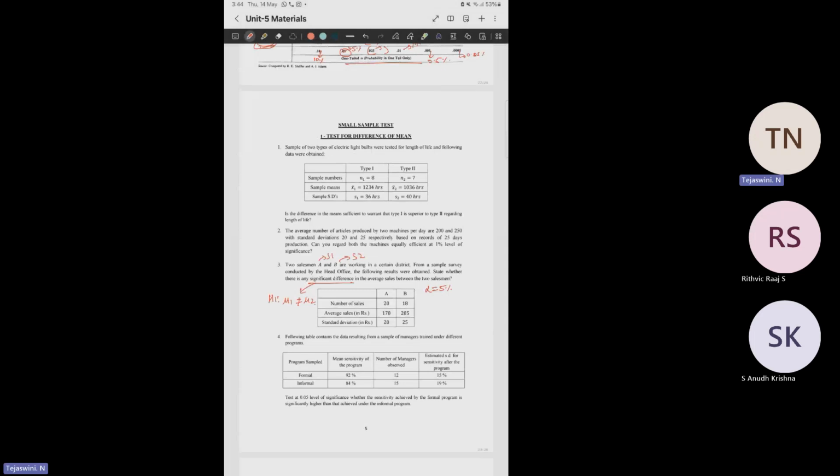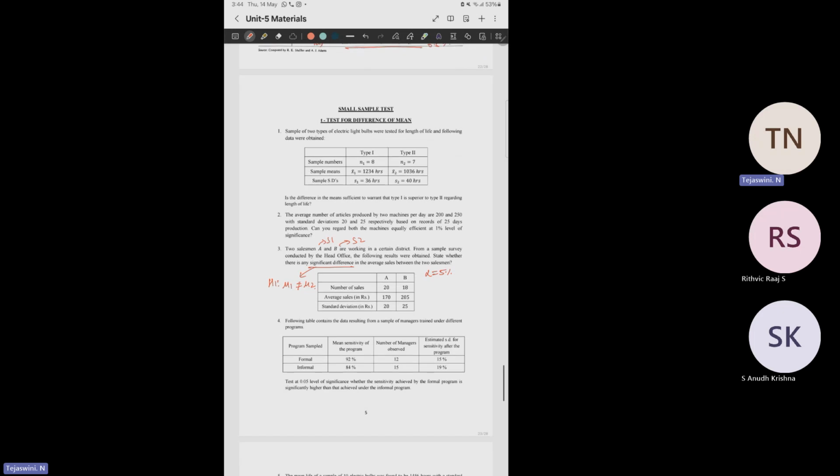Okay. So a sample of two types of electric light bulbs were tested and the values are given. So n1 is given, everything is given with notations here. Is the difference in mean sufficient to warrant that type 1 is superior to type 2? So they are asking, our hypothesis will be mu1 is greater than mu2. Since it is superior, type 1 is greater than type 2, we'll have to assume our alternative hypothesis to be mu1 is greater than mu2. It will be right tail, one tail.